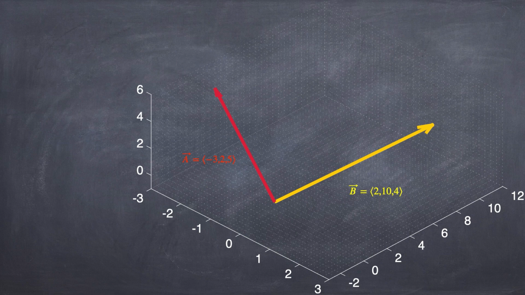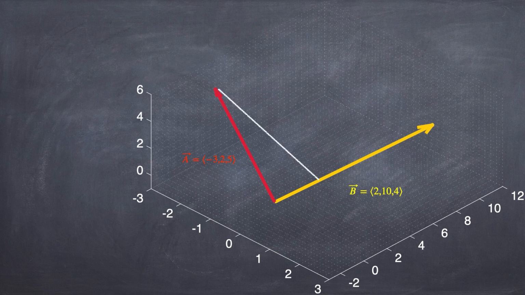For this problem here, we have A in red and B in yellow, and you'll notice that I've lined up their tails so that they're both originating at the same spot. Here I picked the origin in 3D space just for convenience, but it doesn't really matter where, and I want to know how much does A line up, or how much does A point in the direction of B.